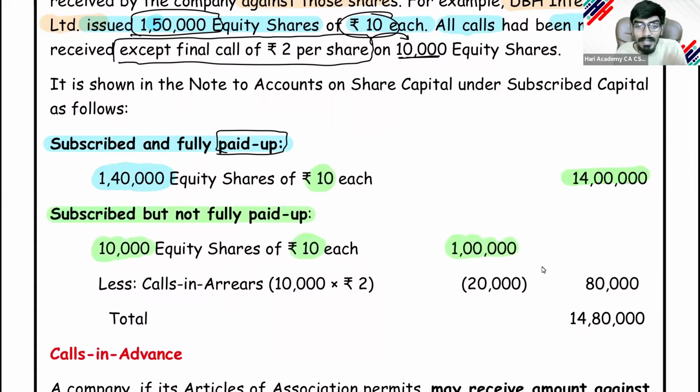So 1 lakh, what are they in reality paying? The 10,000 shareholders only pay 8 rupees. They are not paying the 2 rupees right now, even after sending notice. That is calls in arrears. So the net effect is 80,000, and put together, if you add, it becomes 14,80,000. This is how you need to show it, as I showed in my example previously. Are you able to understand?